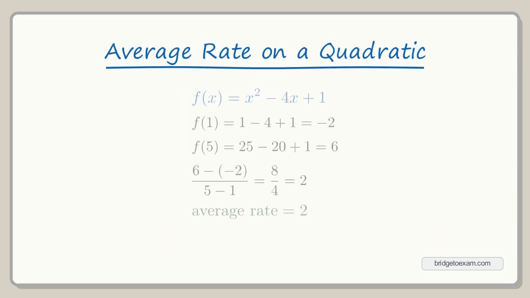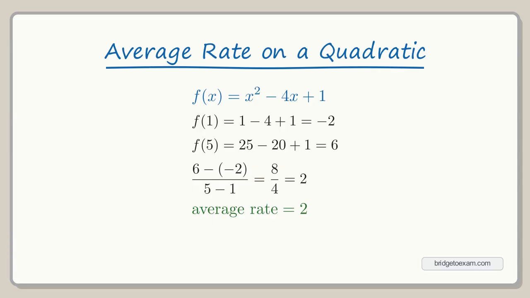Let f of x equal x squared minus 4x plus 1. Find the average rate from x equals 1 to x equals 5. First, compute the outputs. f of 1 is negative 2, and f of 5 is 6. The output change is 8, the input change is 4, so the average rate is 2.